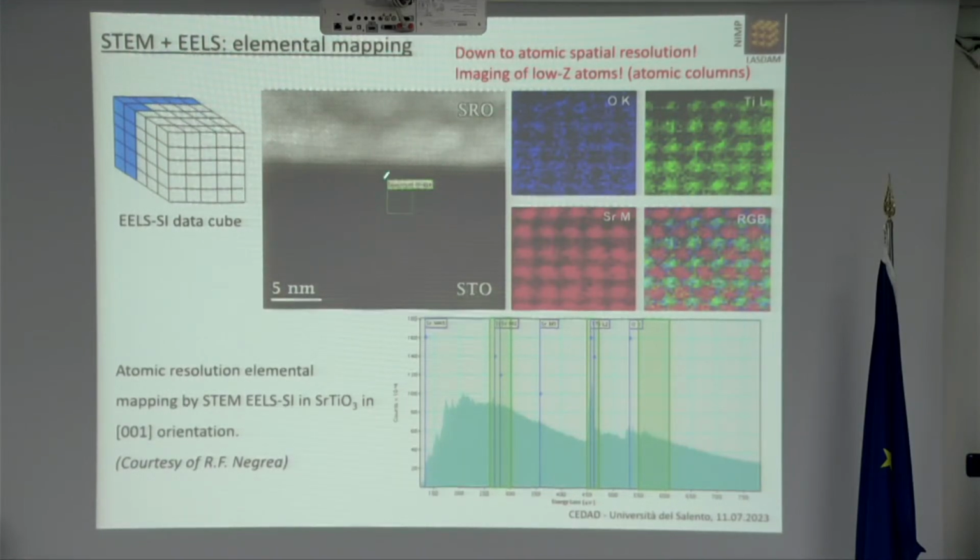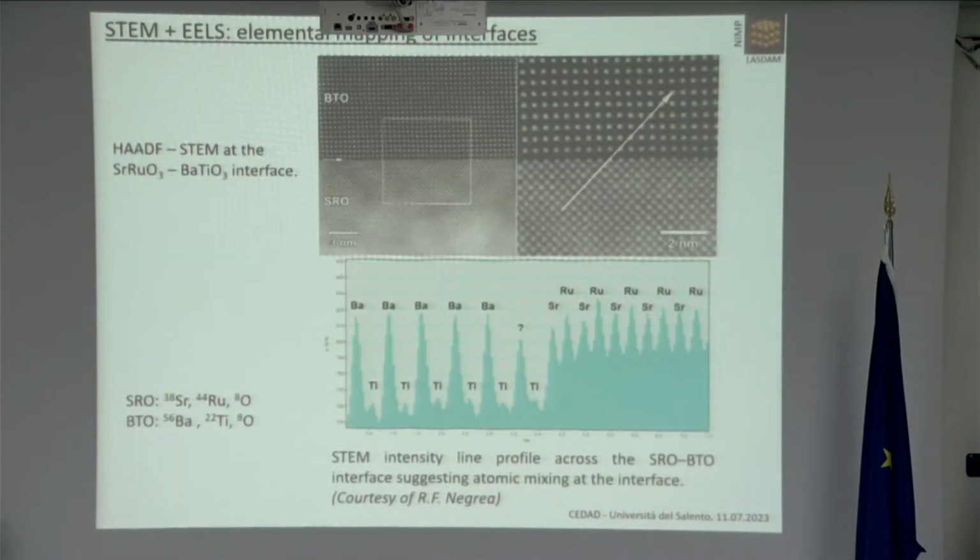This is a chemical map obtained in this square here, based on a spectrum like this. Well, this is just a raw spectrum, but by selecting some features associated to strontium, titanium, or oxygen, we are able to generate filtered images which are nothing else but chemical maps of strontium, of titanium, and of oxygen at an atomic resolution, and we can overlap all these three maps into a single one and get a picture of how all the atoms are distributed with respect to each other in the crystal in that particular orientation.